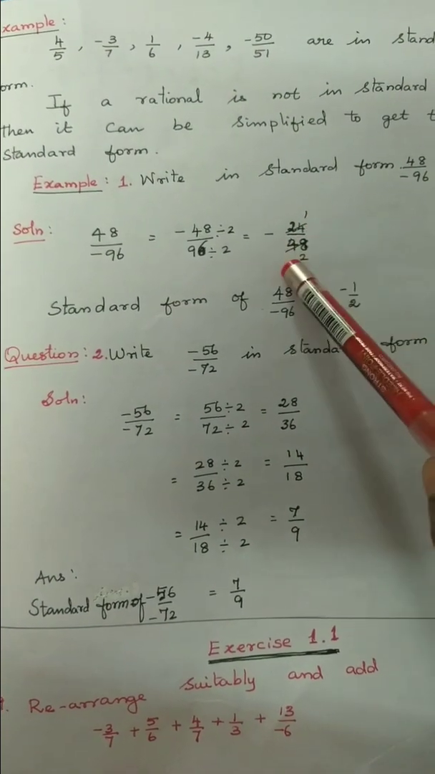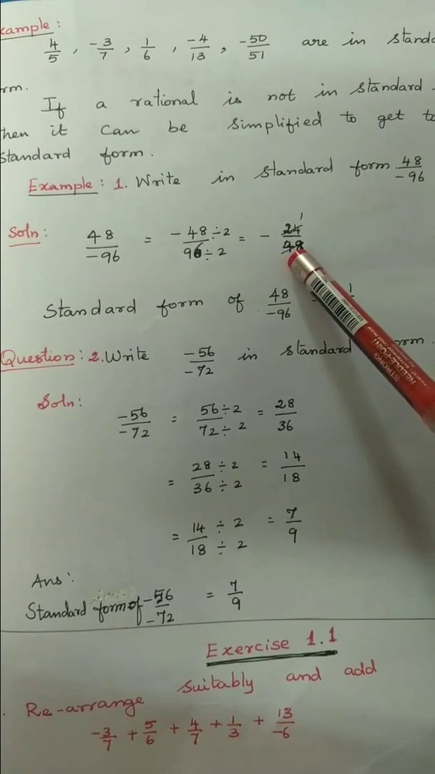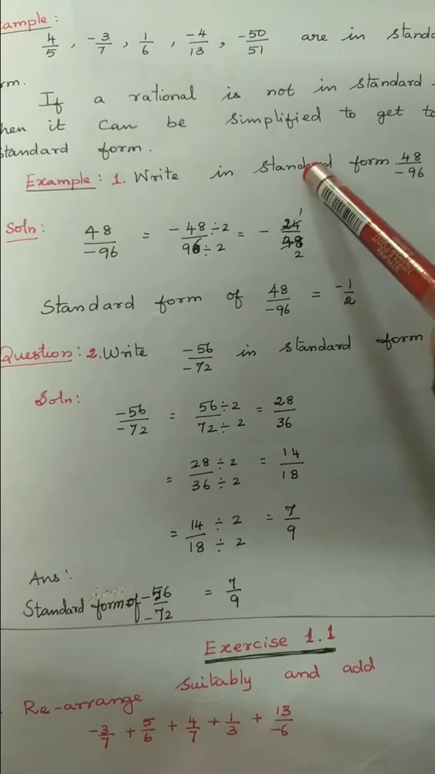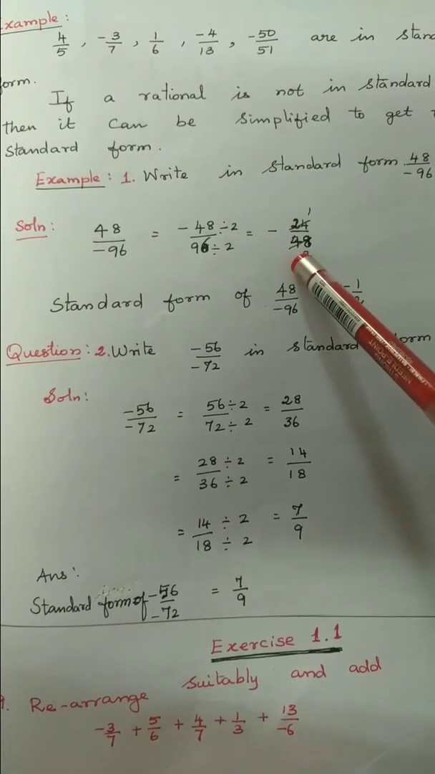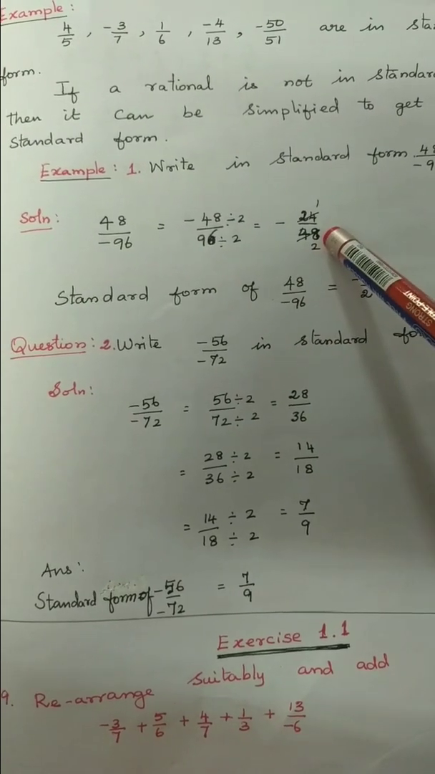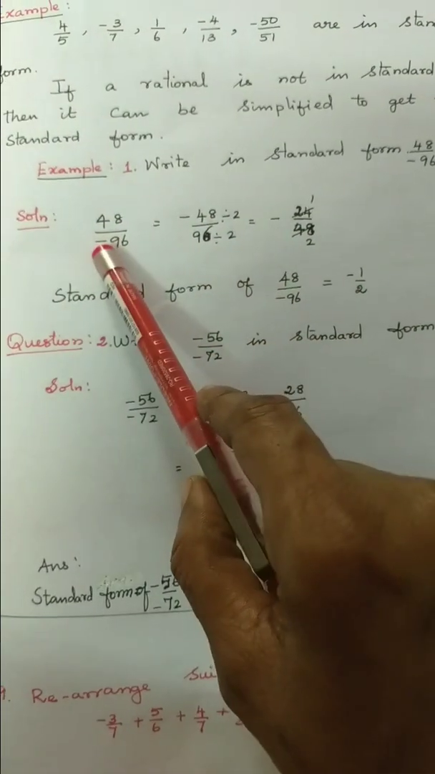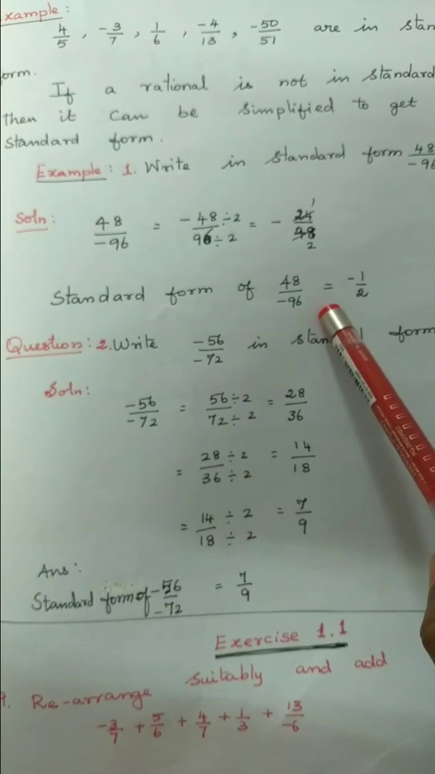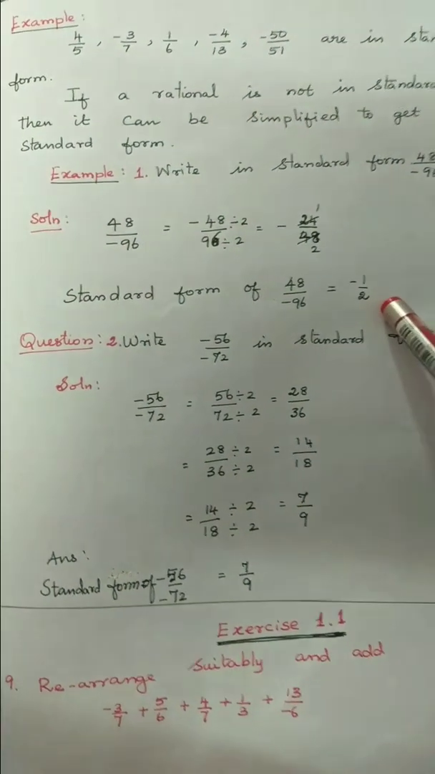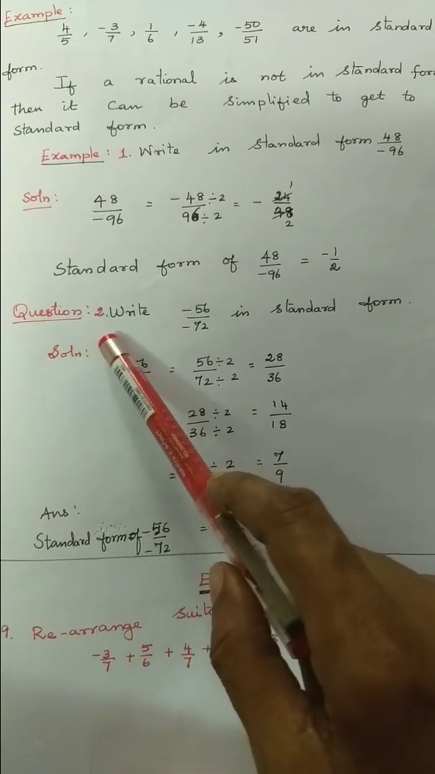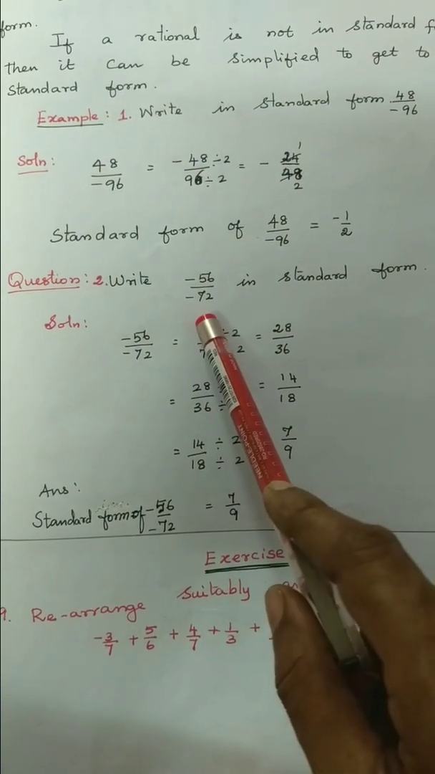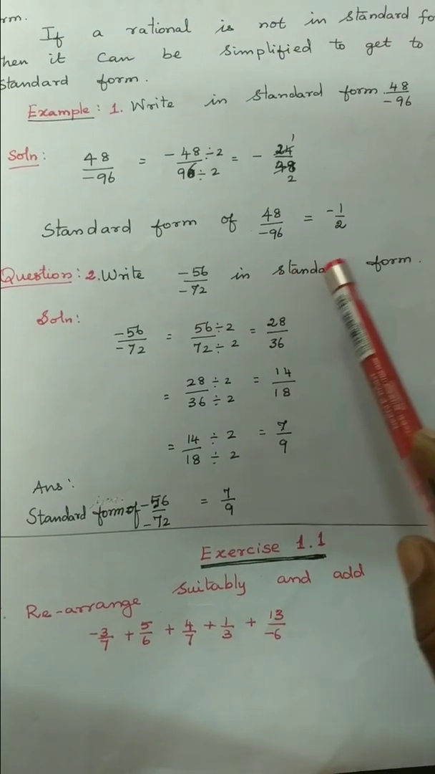And again we can cancel these two by 24 table. Then 1 times 24 and 2 times 48. Like this also we can cancel. Then the standard form of 48 by minus 96 is minus 1 by 2. Okay, the next question. Second, write minus 56 by minus 72 in standard form.